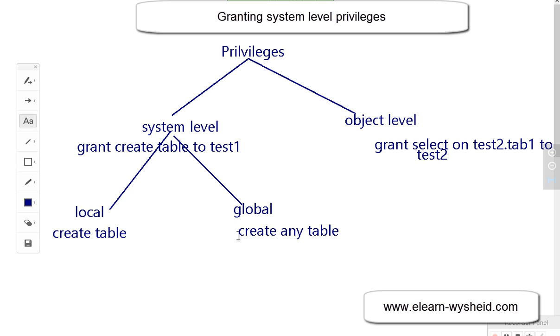System level privileges are again divided into local as well as global. When you grant a privilege to a user in such a way that he can execute that privilege on any user, it is known as a global privilege. For example, create any table, so that user can create the table under any schema. Local means he can create tables only under his own schema. Is that clear now?